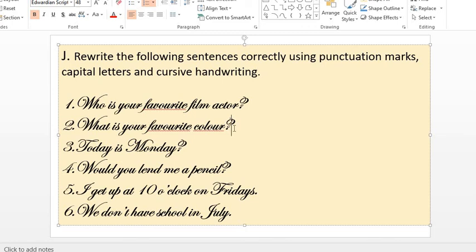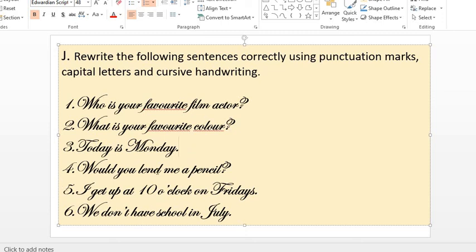Number 2. What is your favorite color? Here also we use capital W at the beginning of this sentence, and we use a question mark at the end because we ask for something. Number 3. Today is Monday. No, it's not a question. It's a statement. That's why we use a full stop at the end of the sentence.